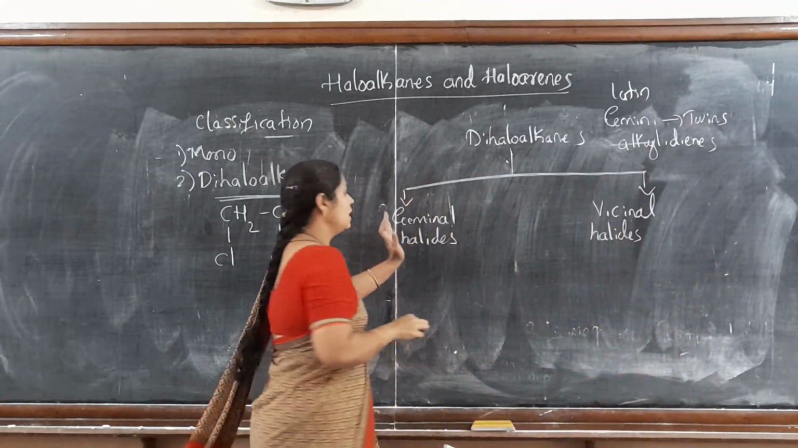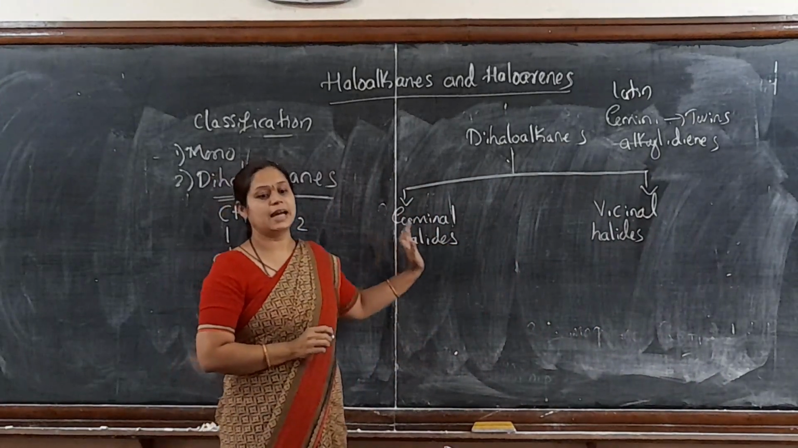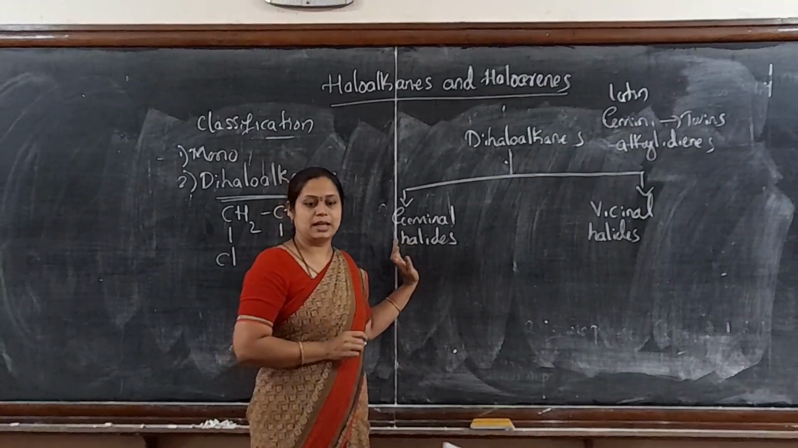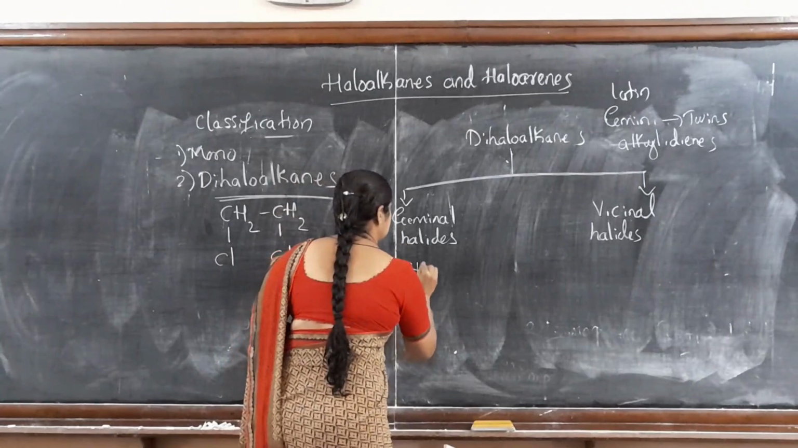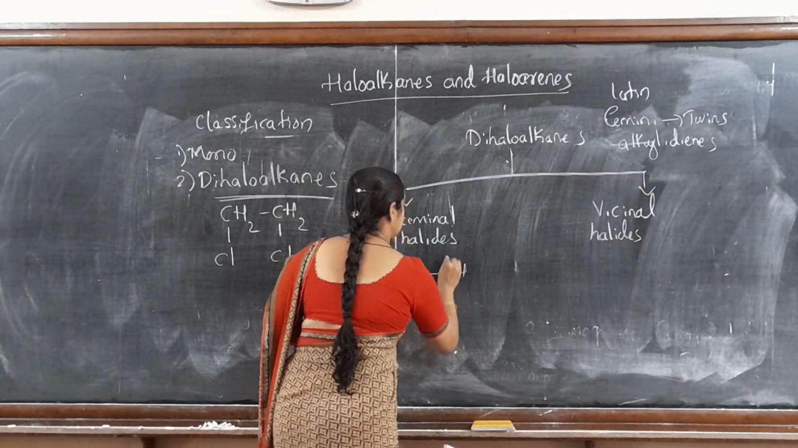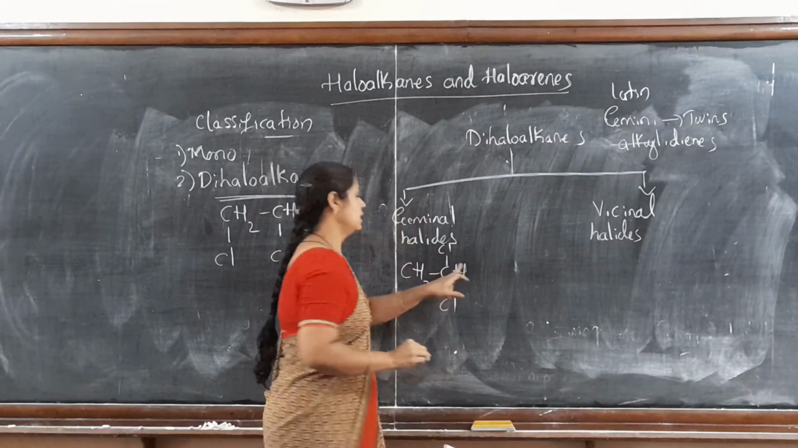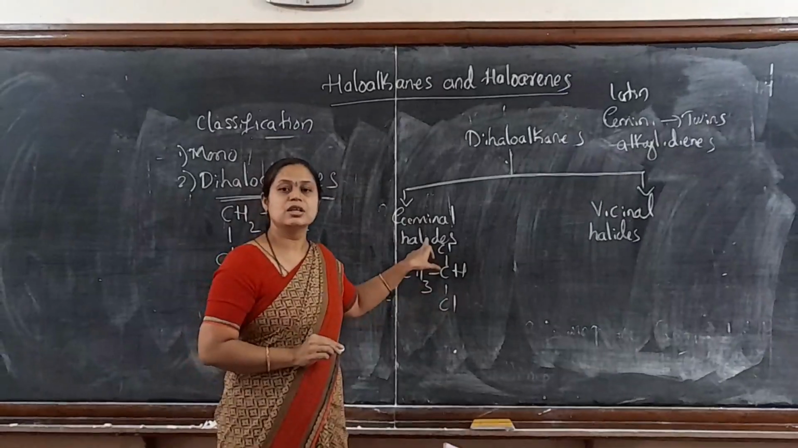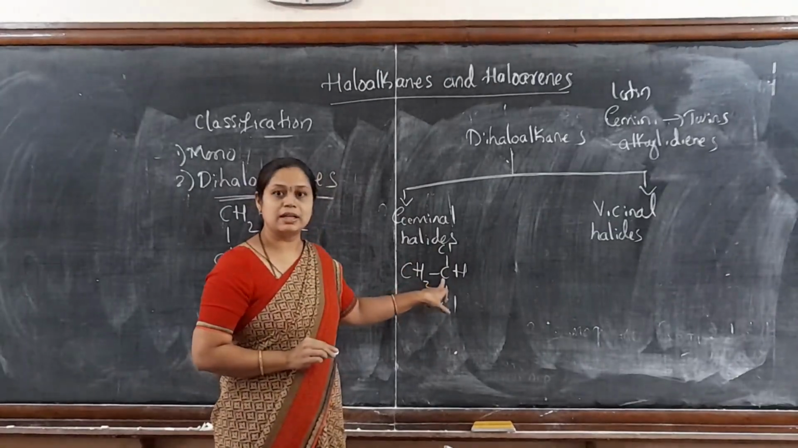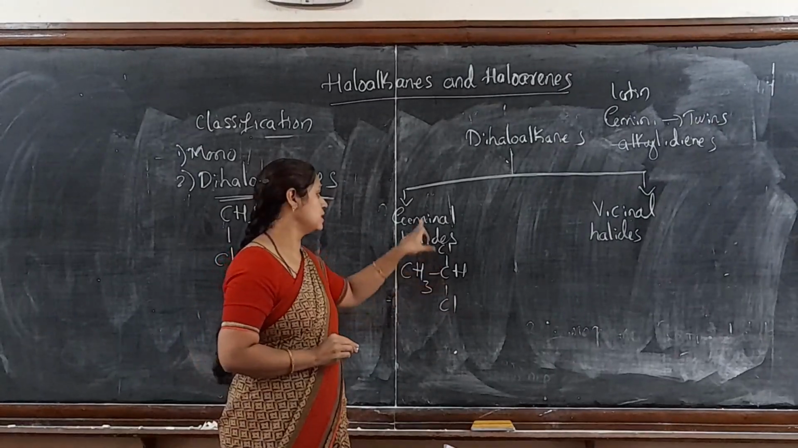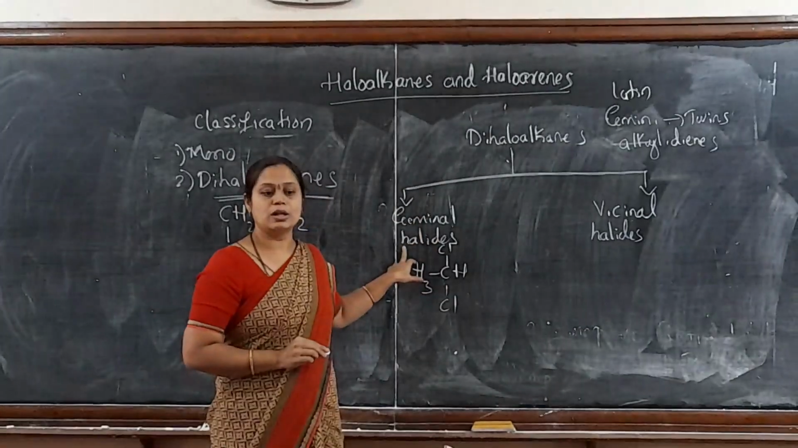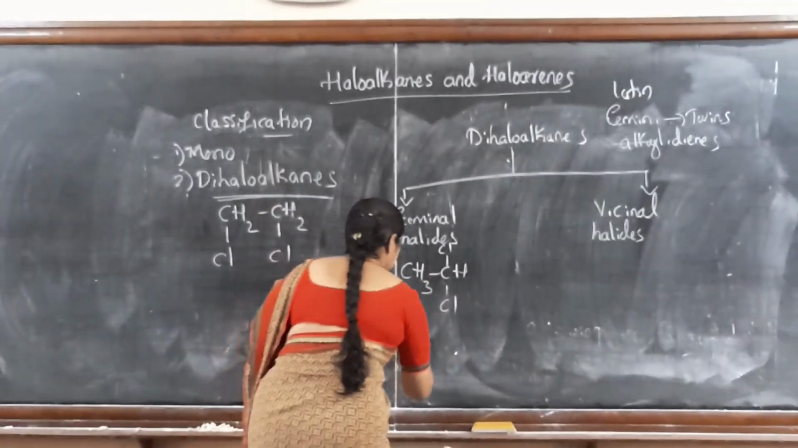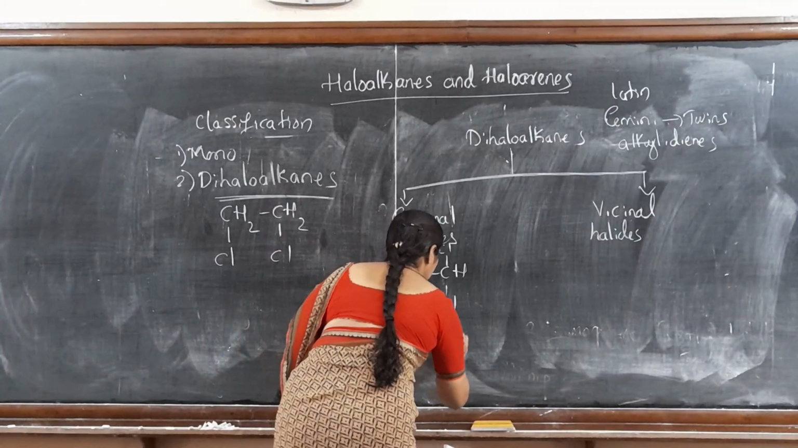In geminal halides, the halogen atoms are attached to the same carbon atom. For example, see here the two halogen atoms are attached to the same carbon atom. This type, we are going to call geminal dihalides. 1,1-dichloroethane.